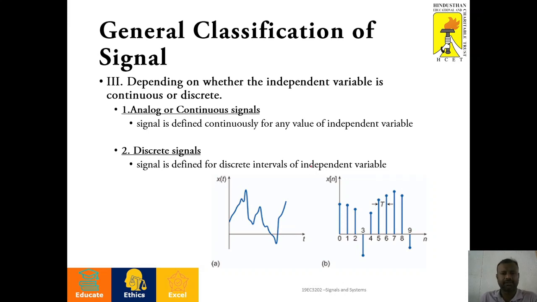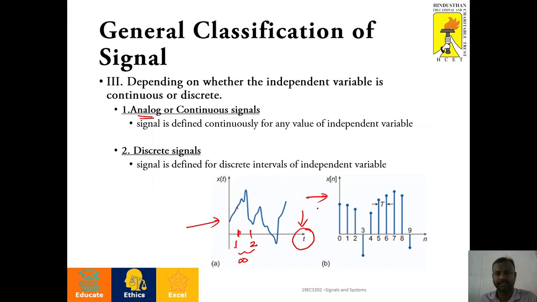Then depending on the nature of the independent variable, the signal can be classified into continuous time signal or discrete time signal. The continuous time signal is otherwise called an analog signal because here the variable t is continuously varying. If you look at this signal, we can take the amplitude at any instant of time. If t equals 1 here and t equals 2 here, we can take infinite number of samples between 1 and 2. That is, the amplitude is present at all times. That gives the nature of this independent variable, which is continuous.